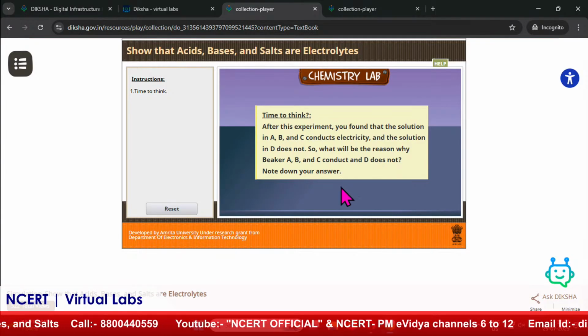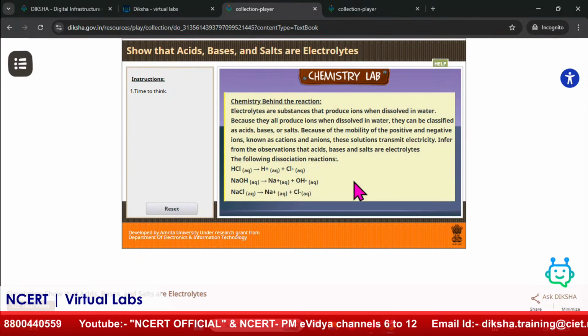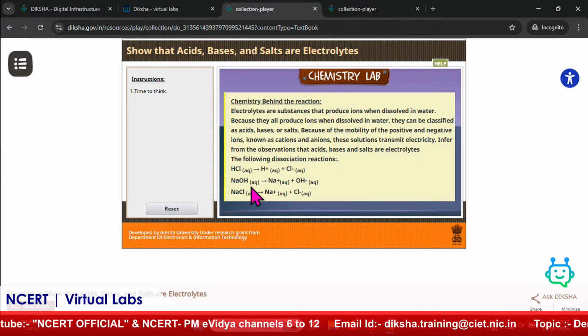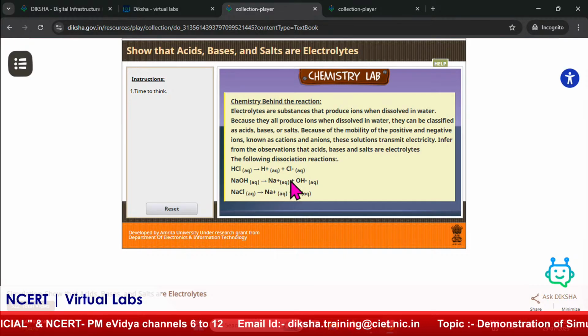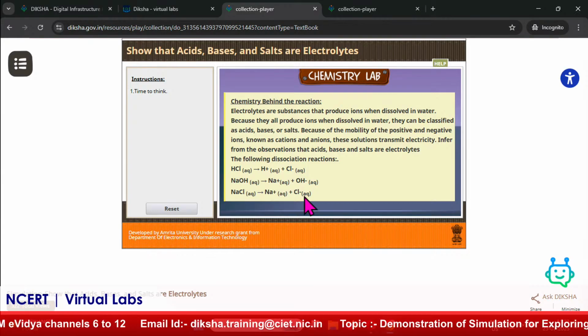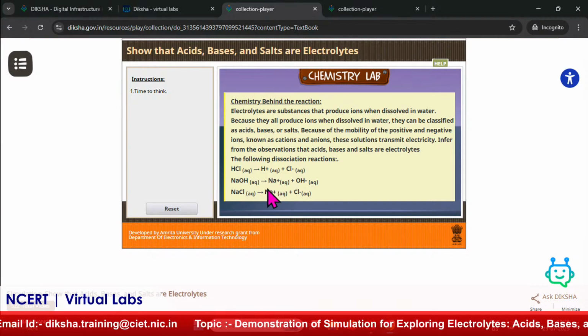because we must have noted down the observation. Now we can find out the answer, we can think about the chemistry behind all these reactions. So here we can see for HCl, for NaOH and NaCl, there is a formation of positive and negatively charged ions. These ions are responsible for the conduction of electricity, and that is why I mentioned that.